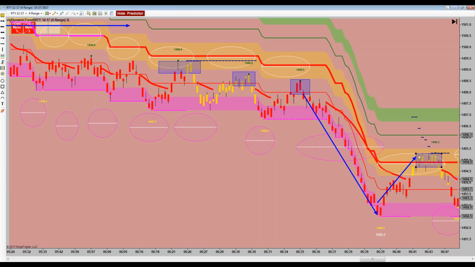Tight, beautiful little textbook region box right at the midband, setting up a beautiful short trade right here. It panned out very nicely. That was the T. Some of you got it.